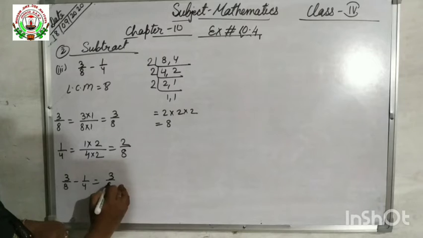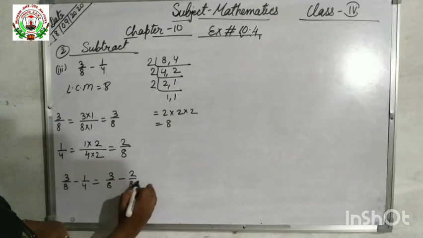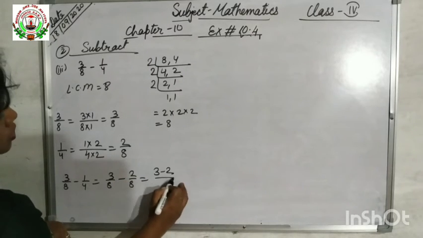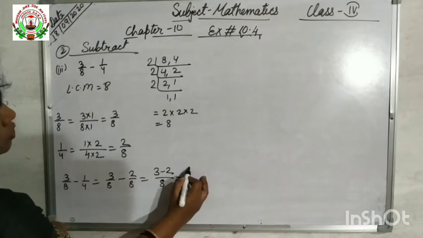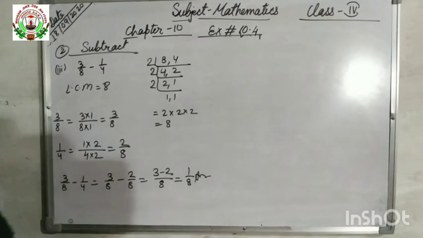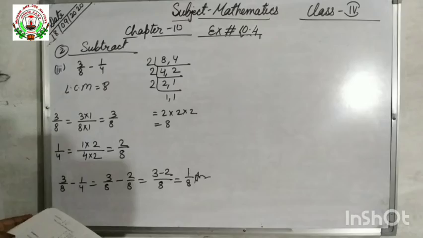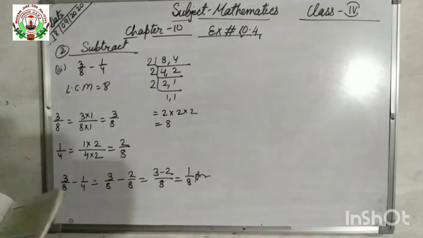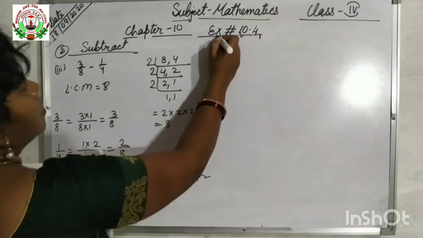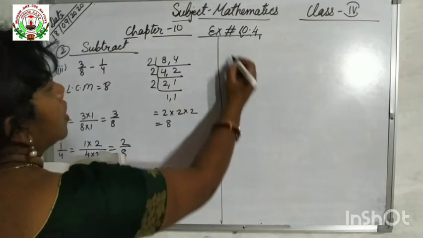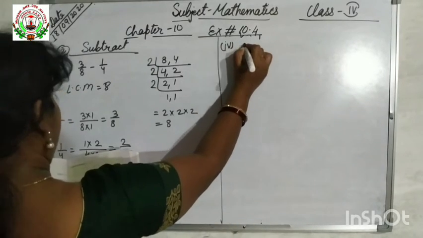That is 3 by 8 minus, it is 2 by 8. So 3 minus 2 by 8. 3 minus 2 is 1 by 8. So this is the answer. We have completed this question number 3. Next is question number 4.